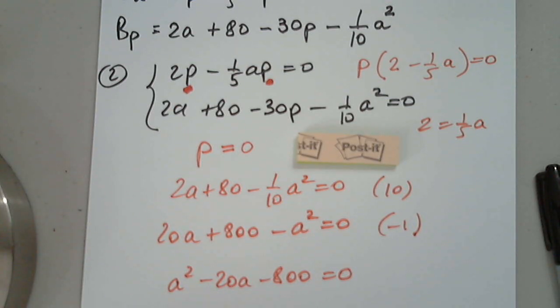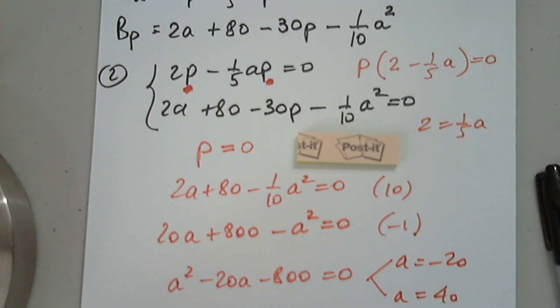-800. Okay, -800. And then I click enter or graph, and I have that A is -20 and A equals 40.